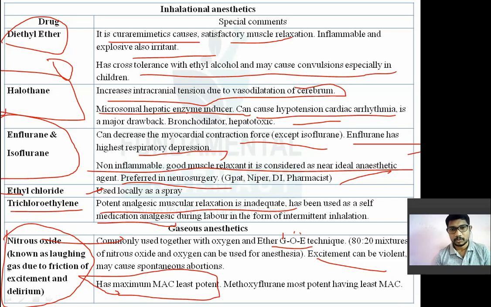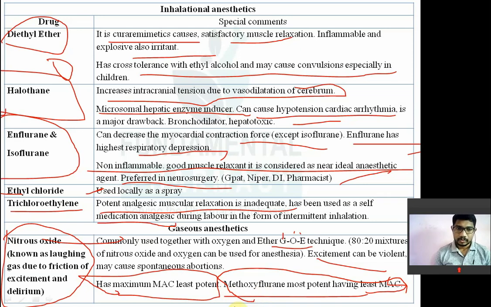That's why it is the least potent. जिसका maximum MAC required होता है anesthesia के लिए, that is the least potent, और जिसका minimum में होता है, that is more potent. But potent कौन सा है फिर? Potent है आपका methoxyflurane. Methoxyflurane is the most potent. It is having the least MAC, the least minimum alveolar concentration required to produce anesthesia in 20%. So remember these things, ये important है आपका.